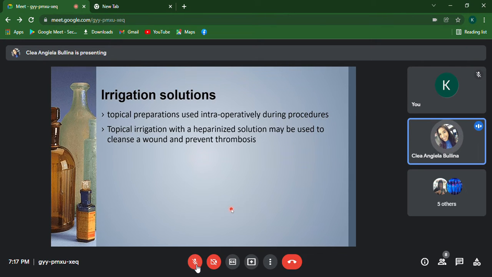solutions. So irrigation solutions are topical preparations class used intraoperatively during procedures such as surgery. Okay, laparoscopic surgery. We also have yung mga transurethral resection of the prostate. We also have yung mga microvascular and orthopedic surgeries. Okay, so again, irrigation solutions or irrigating solutions are those topical preparations used intraoperatively during procedures. When you say intraoperatively, ginagamit siya sa surgery.